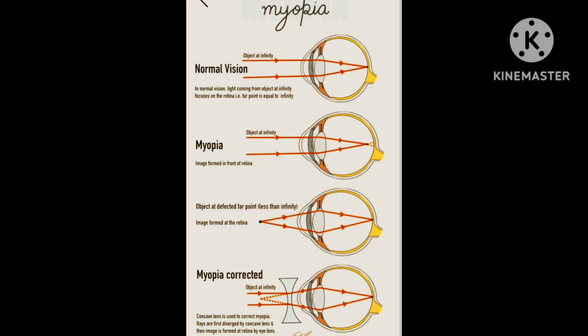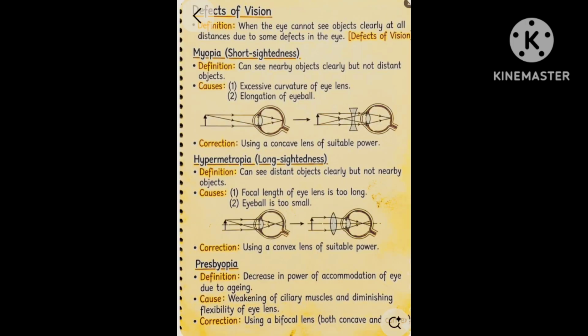Next, another defect. Some persons cannot see objects nearby clearly, but they can see distant objects quite well. This is called hypermetropia, or we call it long sight. It means the persons are able to see faraway objects clearly but cannot see near objects clearly. That is called hypermetropia. This is corrected by a convex lens.